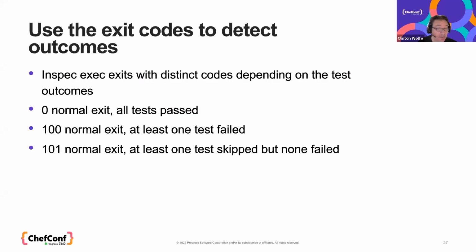Using the exit codes to detect outcomes, Inspec Exec exits with distinct codes depending on the test outcomes. 0 is a normal exit, all tests pass. 100 is a normal exit, but at least one test failed. 101 is a normal exit, at least one test was skipped, but none failed. So you can use these exit codes to detect outcomes and intelligently use them in your CI engine.